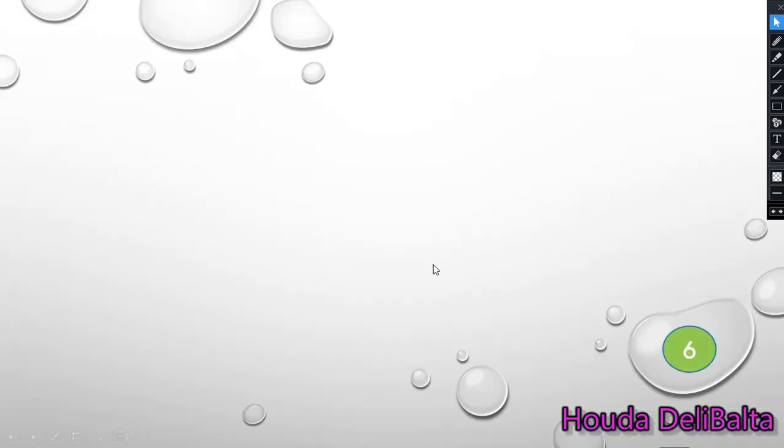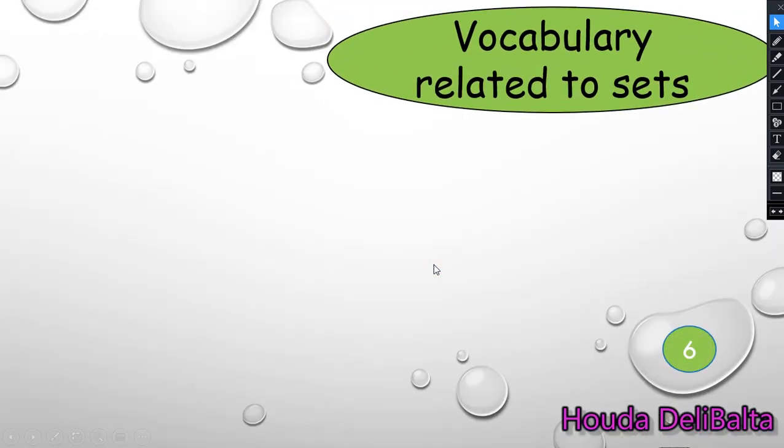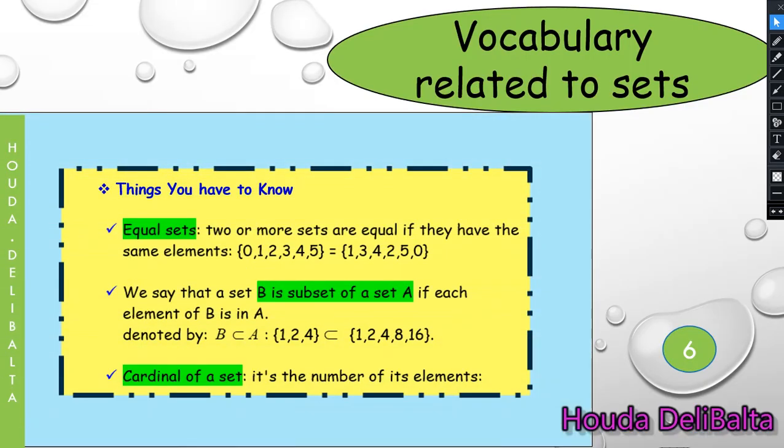Okay, welcome back, and here is some vocabulary related to sets, things you have to know. Equal sets. What are equal sets? Simply, they are two or more sets that have the same elements. So, two or more sets are equal if they have the same elements.